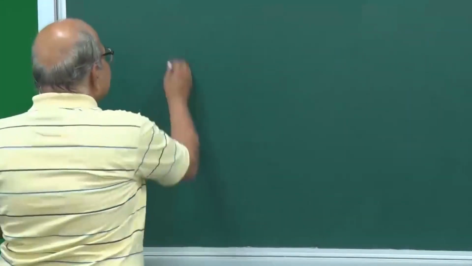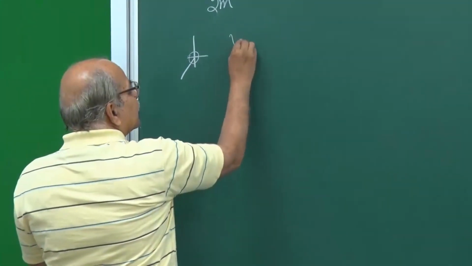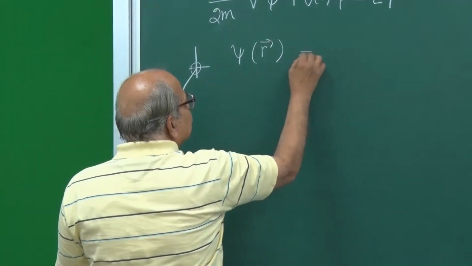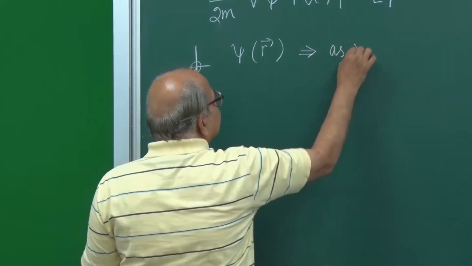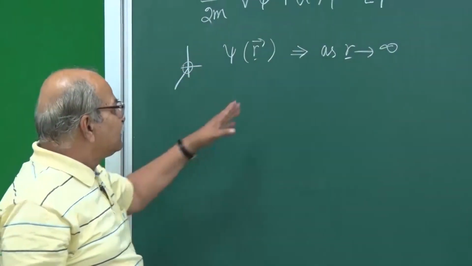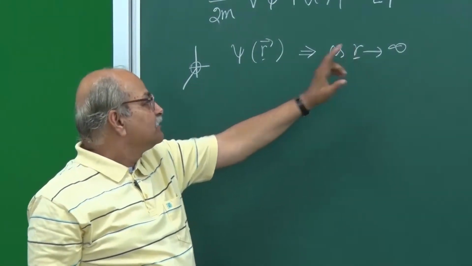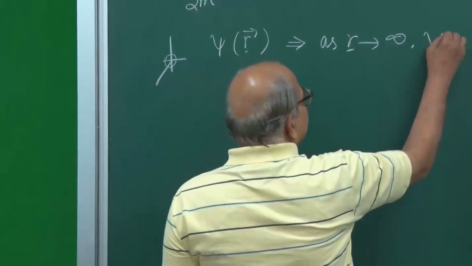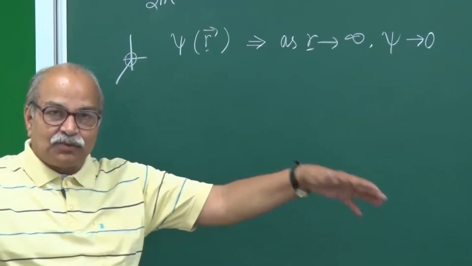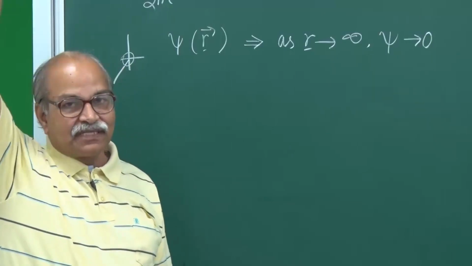So, if I say that we have some axis and the force is coming from here, and then I write psi of r, the condition should be that as r tends to infinity, what is this r? This r and this r are related. This is the position vector r and this is the distance from the origin. So, as r tends to infinity, this psi should go to 0. You cannot have a finite probability of finding the particle in the whole of the universe till infinity.